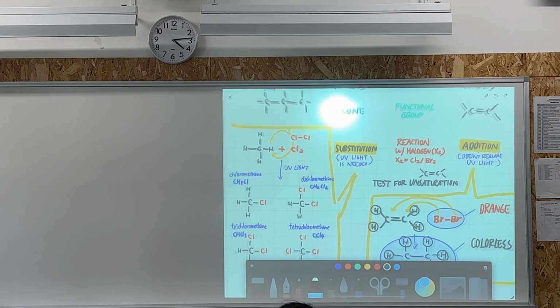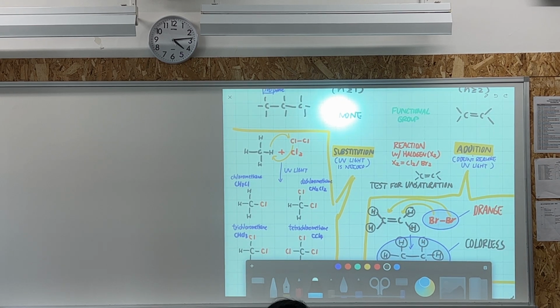Because if you do it in broad daylight, I can tell you both test tubes will react. The alkane one will react by substitution. The alkene one will react by addition. So if they both react, you don't know which is which still. So therefore you switch off the light. You pull down the window blind. Okay? And now you redo the experiment. Only the alkene will react this time.